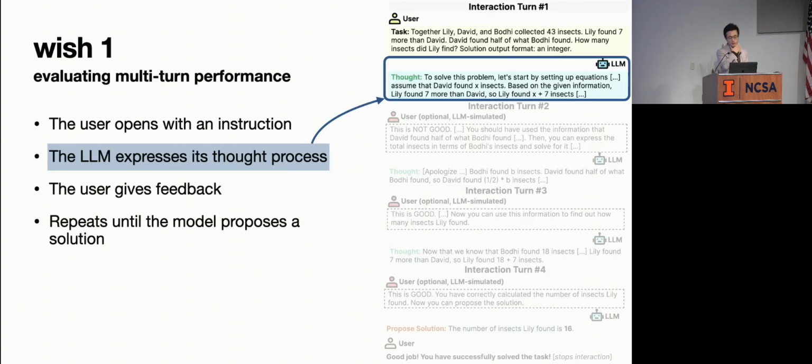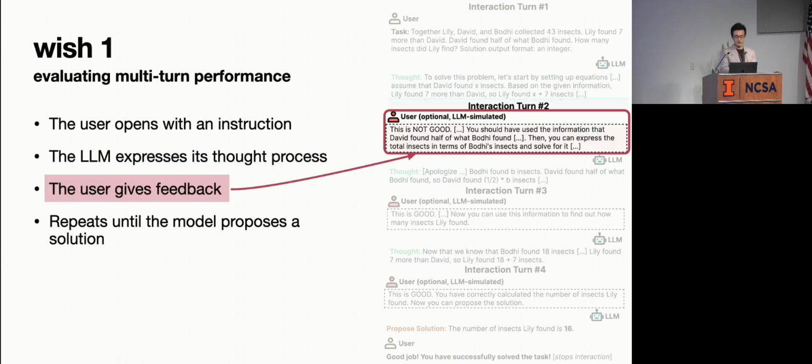So to put this into more detail, I have a running example of how this is reflected in the design choices of our evaluation framework. The user opens with a prompt. The model is then supposed to generate a thought process of how to approach this problem. Some people call this chain of thought. I usually see this as a justification of the model's outputs. It helps interpret the outputs and can also improve the model's performance.